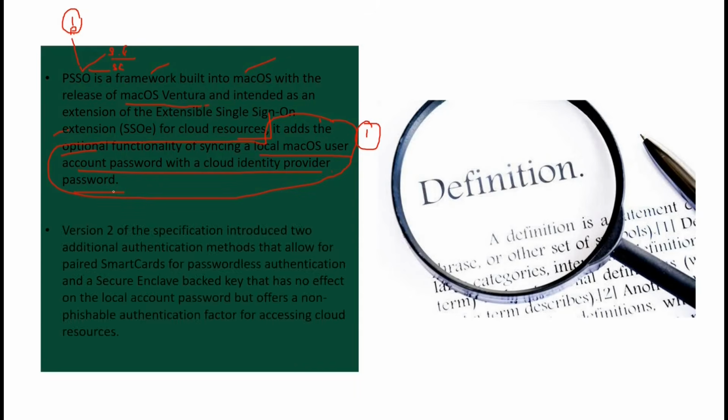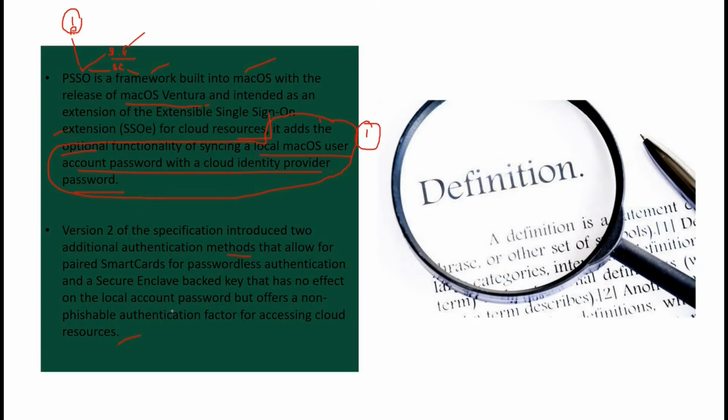And then version 2 of this specification introduced 2 additional authentication methods. It's talking about this and this. That allows for paired smart cards for passwordless authentication and a secure enclave backed key that has no effect on the local password but offers a non-phishable authentication factor for accessing cloud resources.